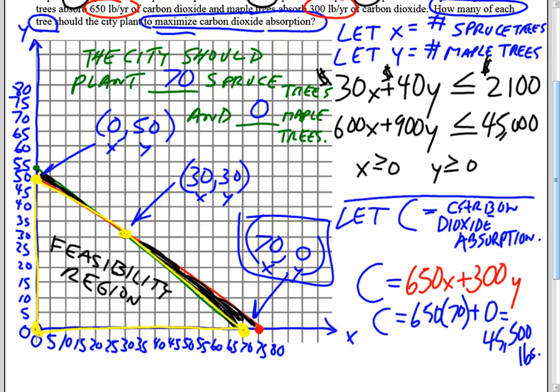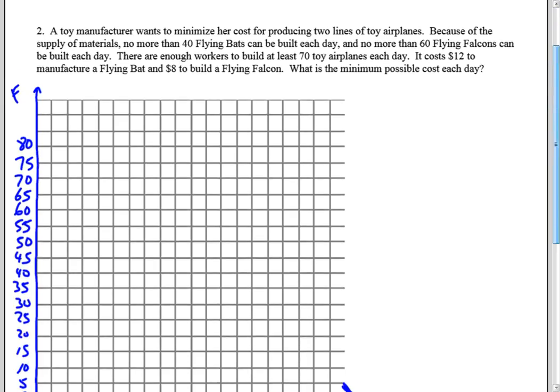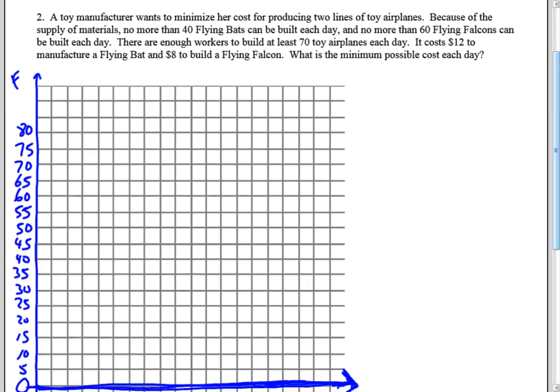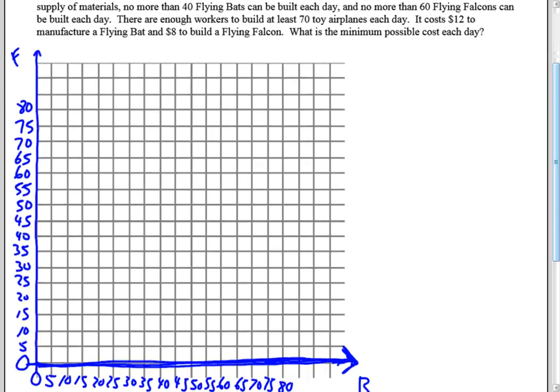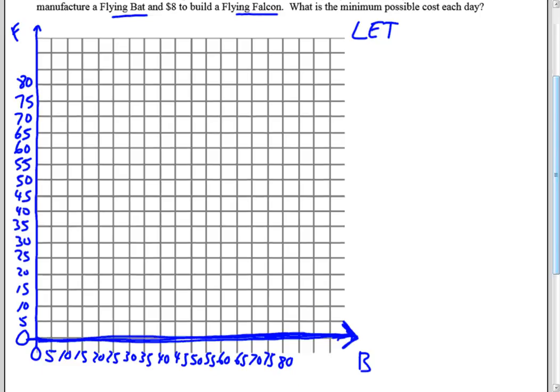This problem was maximization of something. Turn your paper over. We've got a toy manufacturer who wants to minimize her cost for producing 2 lines of toy airplanes. I've set up pretty much the same type of graph going by 5s. Do the same thing. And this time, since we're dealing with bats and falcons, I'm going to use B and F instead of X and Y. Just make sure that you label your graph B and F.